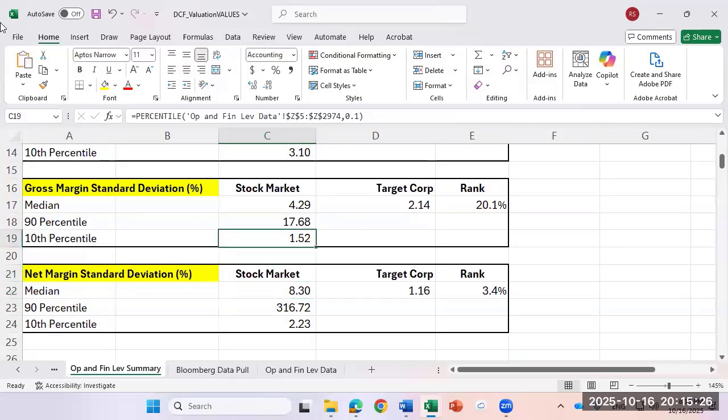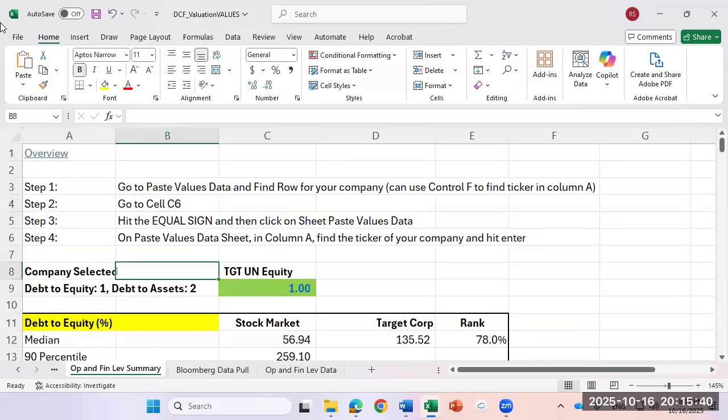On their net margin, I'm sorry, that was gross margin. Their net margin standard deviation is 1.16%. The typical stock's is 8.3%. Pretty low volatility. I could do Costco.